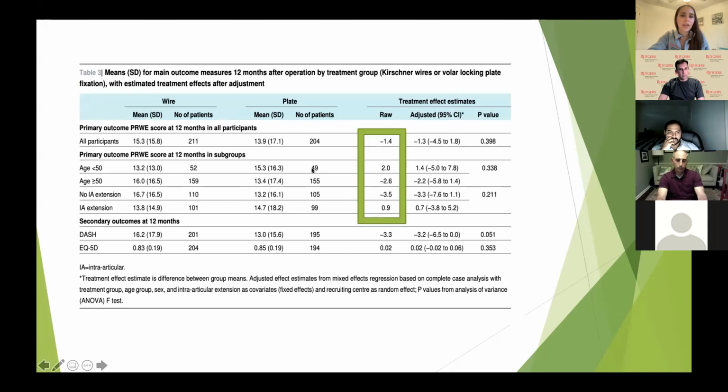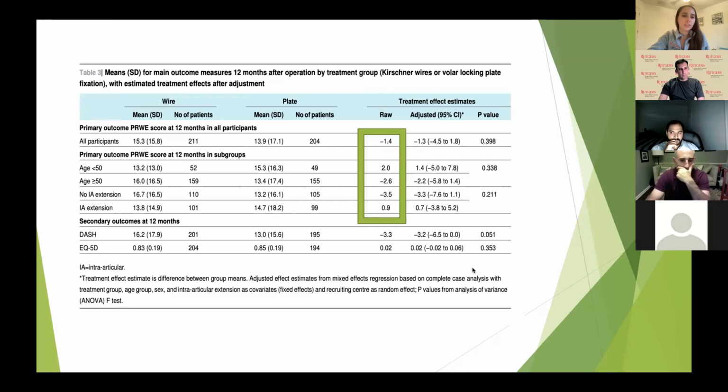So again, in the raw data, looking at all participants, and even when you're taking into consideration those stratifications of age and intra-articular extension of the fracture, there was no significant difference between the groups. The authors had said that if there was a score of, I think it was 6 points, that's a sign of functional differences when you look at that patient-reported wrist evaluation. So not only was it non-significant, but there's no 6-point difference between the scores.